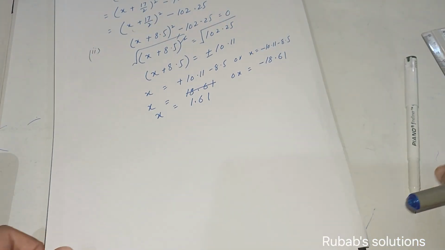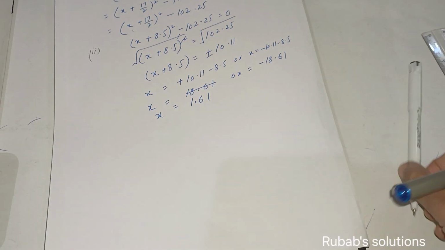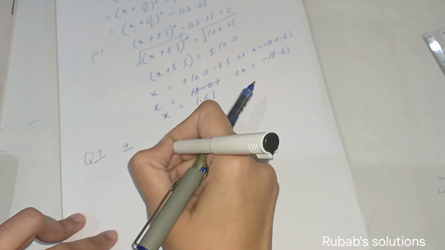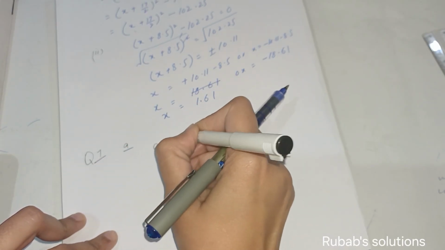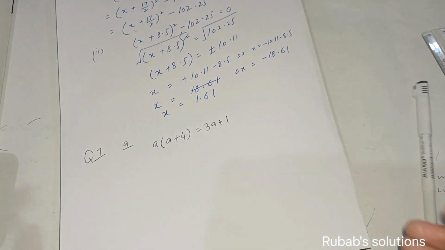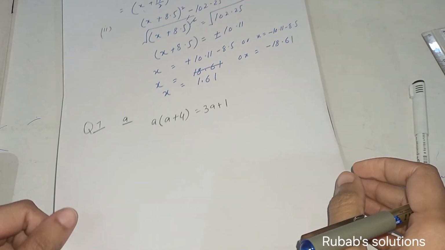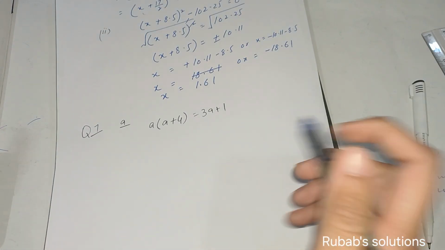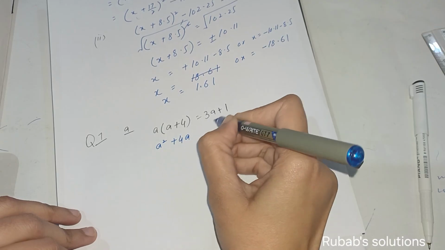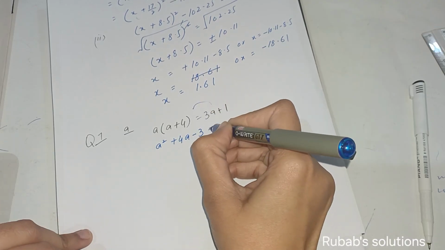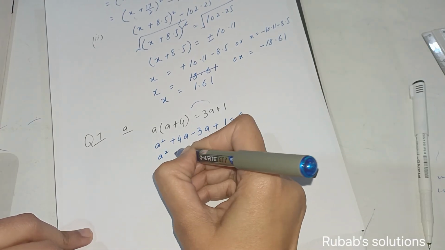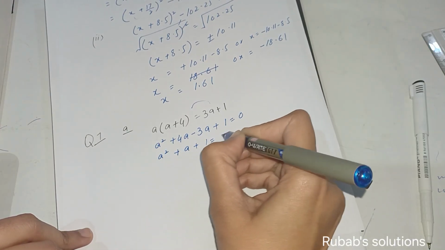Okay, question number 7 is we have to basically solve the equation. Question number 7, part A is, a into a plus 4, this is equal to 3a plus 1. Basically, first of all you have to simplify, and after that we can move it to the other side and get the answer. So from here it will become a square, open the bracket, 4a, this will shift to this side, it will become minus 3a plus 1, this is equal to 0. So from here it will be a square plus a plus 1, this is equal to 0.